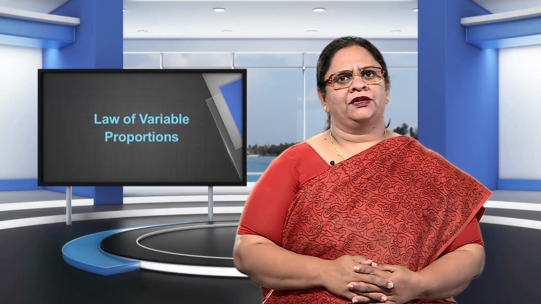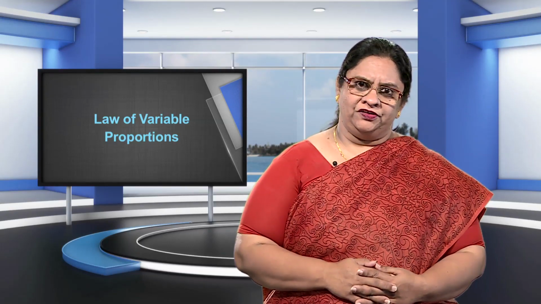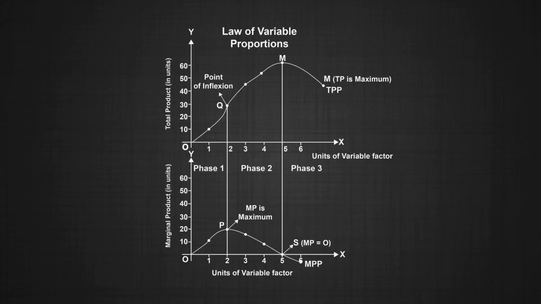Let us discuss the law of variable proportions with the help of the following schedule and diagram. Consider a field which is being cultivated for growing wheat. The field has an area of 1 acre. The schedule on your screen describes how the TPP and MPP change as more and more labor is hired to cultivate the field. This data can be represented in the diagrammatic form as shown in Figure 1. On the basis of changes in TPP and MPP, the law of variable proportion classifies the TPP into 3 stages. We can use Figure 1 to understand these phases.